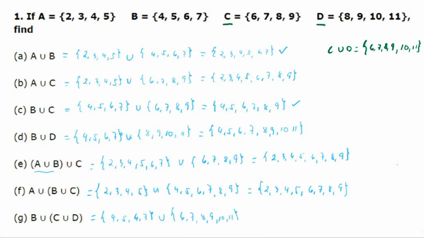Taking the union of these two sets, the elements are 4, 5, 6, 7. So 6 and 7 will not be written anymore because they are already present here. Therefore, the other elements are 8, 9, 10, and 11. So that's the answer now for letter G.